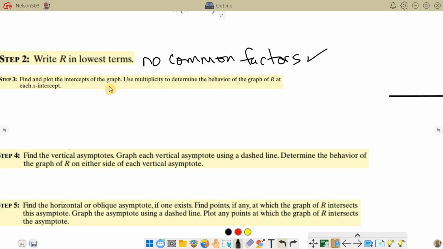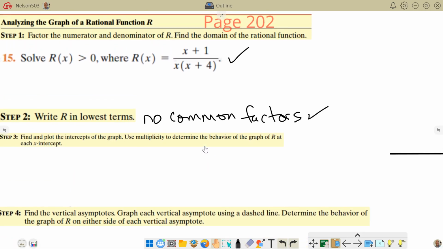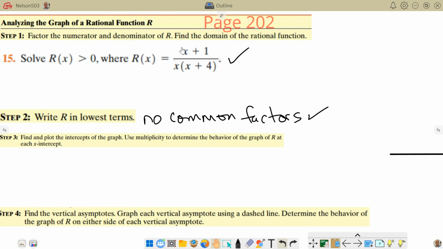Find and plot the intercepts of the graph. Use multiplicity to determine the behavior of the graph of r at each x-intercept. Okay, that's very similar to what we were doing with the polynomial, right? So how do we find the x-intercepts? Well, it's only the numerator that can make a fraction equal to 0. So all we have to do is look in the numerator and set any factor in the numerator equal to 0. So x plus 1 equal to 0 will tell me the x-intercept. So I've got -1 for the x-intercept. It has a multiplicity equal to 1 because it's like x plus 1 to the first power. There's only one x plus 1 factor up there.